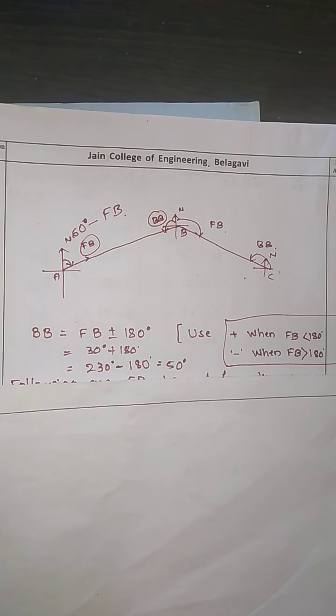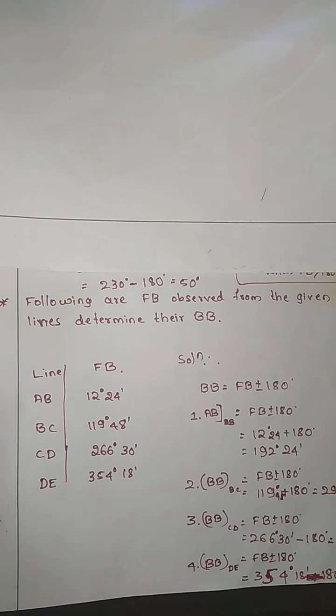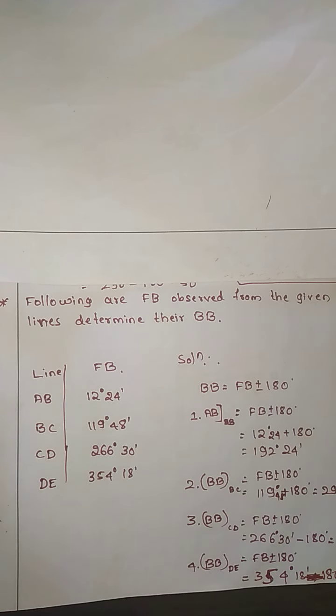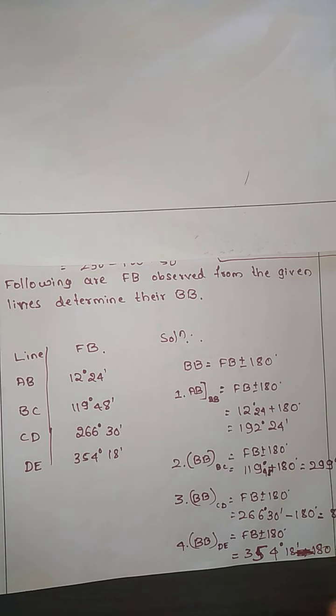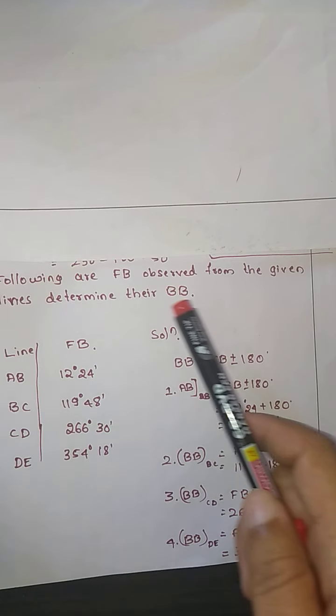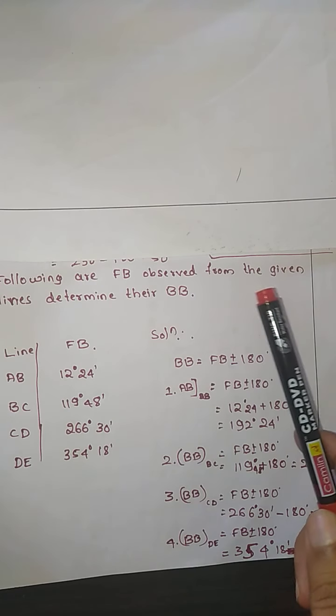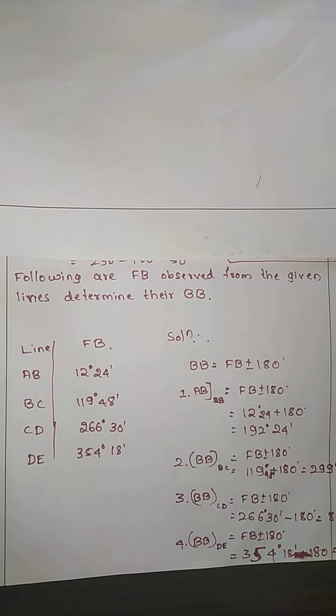Now slowly we will see one or two problems on how to calculate the back bearing from the given fore bearing. Now, the following are the fore bearing readings observed from the given lines. Determine their back bearing. They have asked you to determine the back bearing.